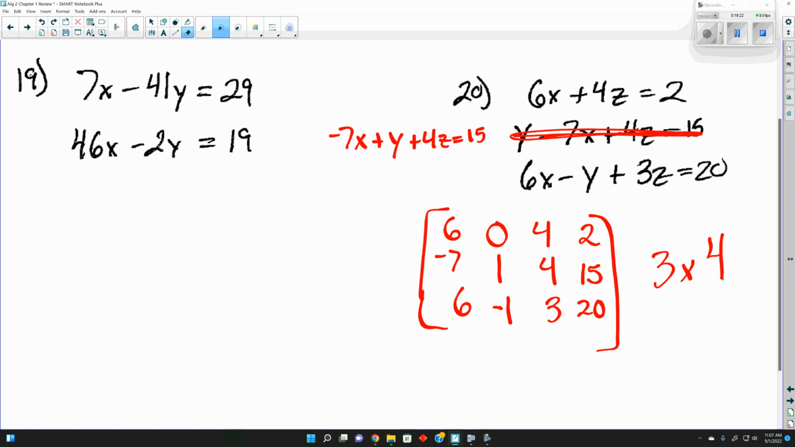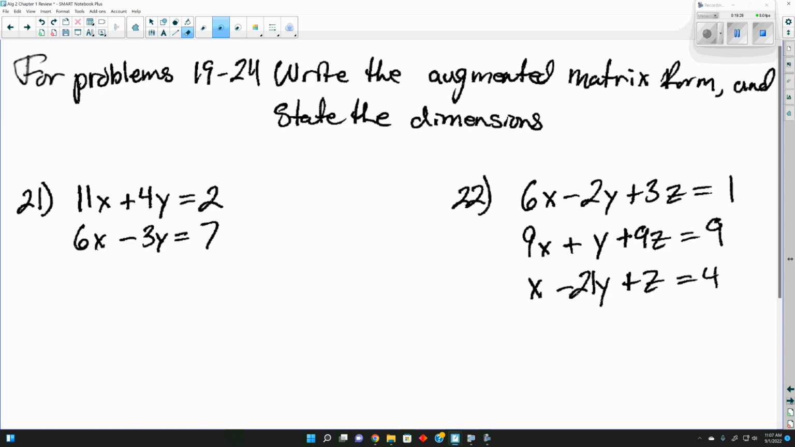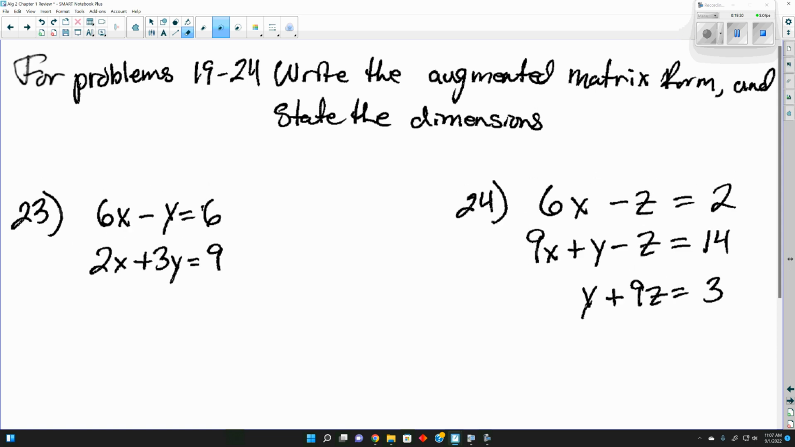Now, any other questions on 19 or 20? Questions on 21 or 22? Questions on 23 or 24? For 23, do we need a value for z? No, because neither equation had z. I don't need to put a value in for it.